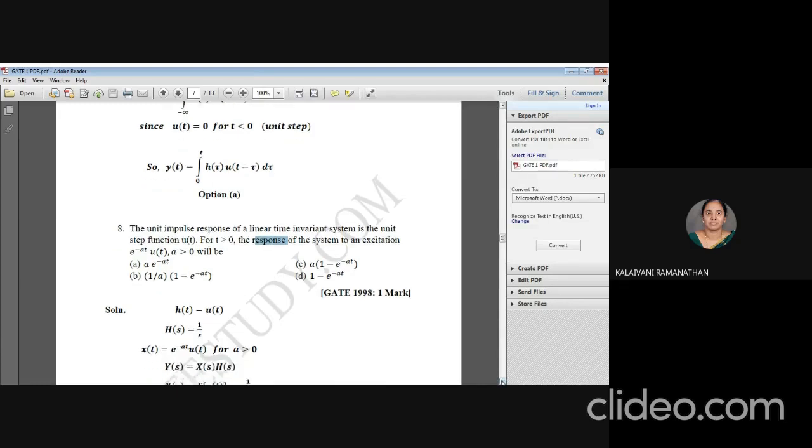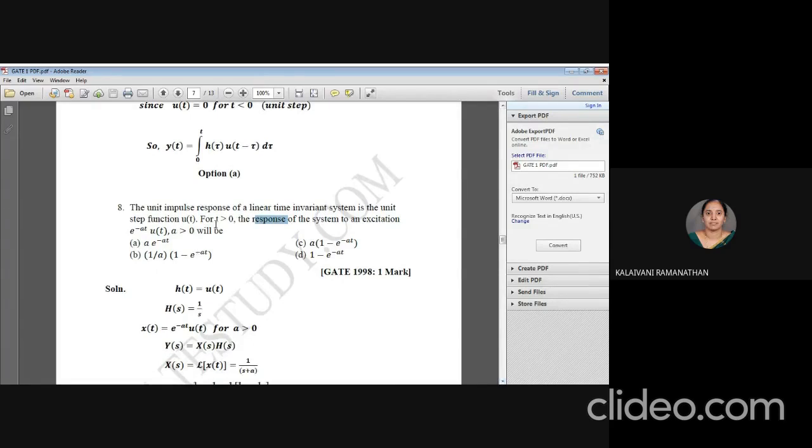Here one input is u of t and the other is e power minus at u of t. You consider the impulse response as u of t, and then h of s, that is, you take the Laplace transform of the function so that you can note down your y of t in an easy way. And then your x of t is equivalent to e power minus at u of t. So you have to write down the relationship first with respect to y of t: y of t equivalent to x of t star h of t.